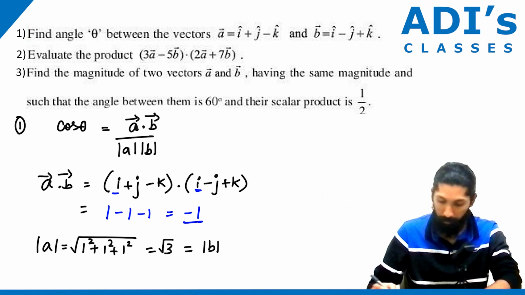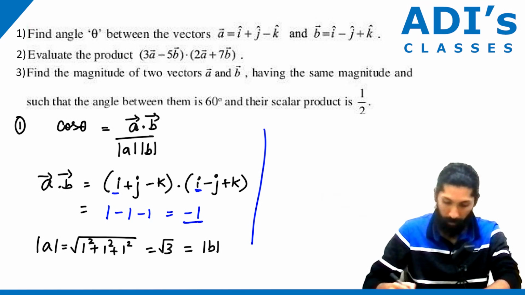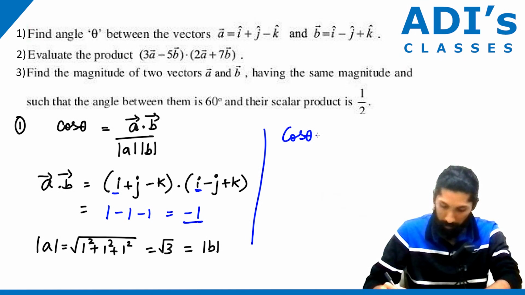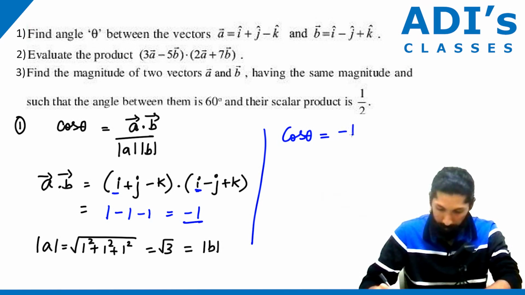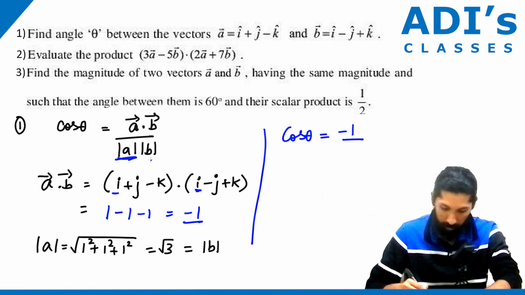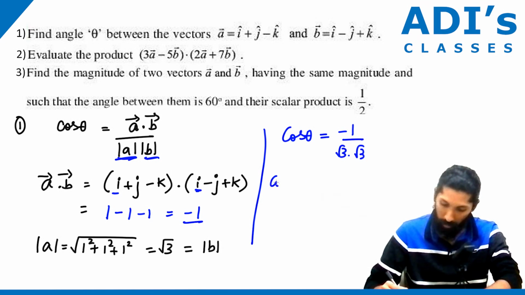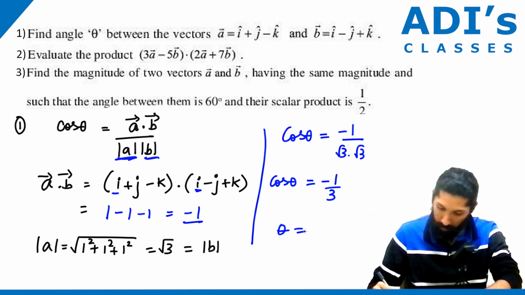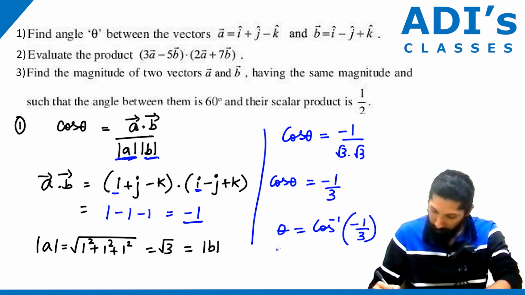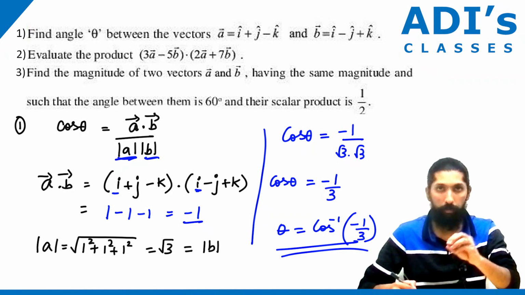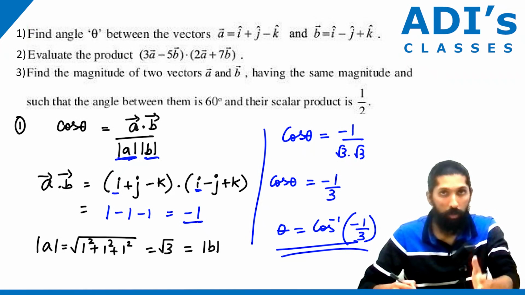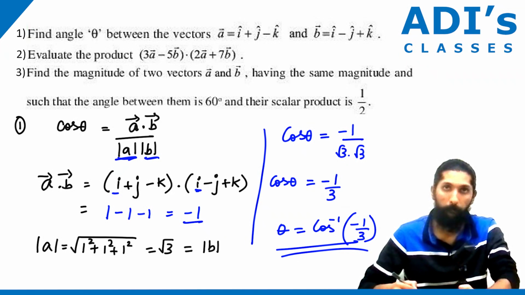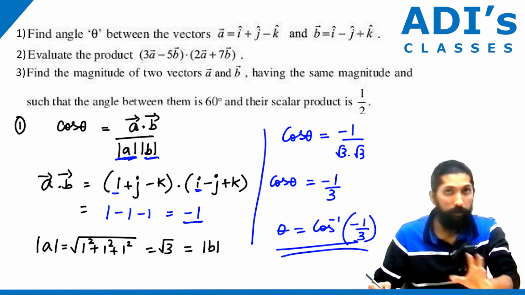Now let's apply the formula. So the formula is cos theta we have here. So cos theta is equal to minus 1 by, this is root 3, this is root 3, root 3 into root 3. So cos theta is equal to minus 1 by 3. Theta is cos inverse of minus 1 by 3. This is going to be the final answer. Theta is cos inverse of minus 1 by 3, and so this is the value for the first question.